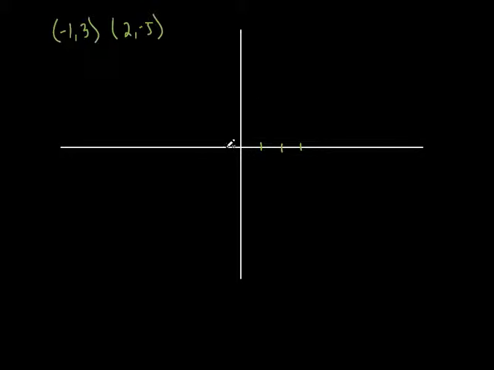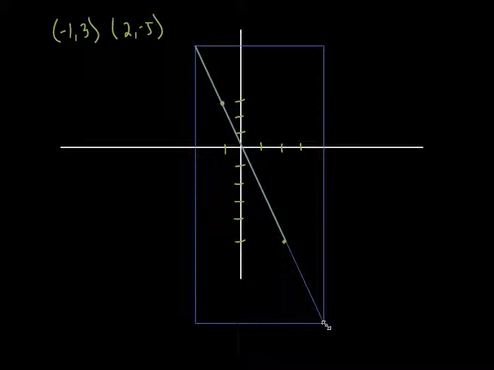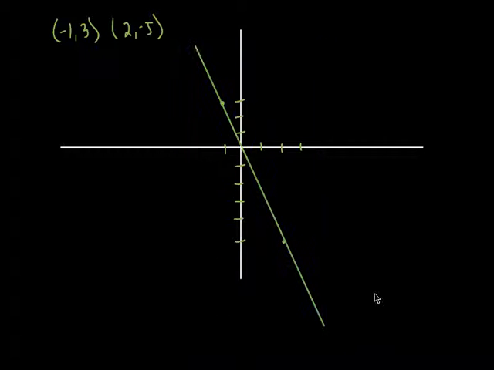Okay, so it's -1, 3, so -1, and up 3, right there, and then 2, -5, so 2, and then down 5. 1, 2, 3, 4, 5. So 2, -5 is right here. So let's do this, and let's do this. All right. I just want to graph it first, because eventually you're not going to have to graph it, but I want you to see what is going on here.